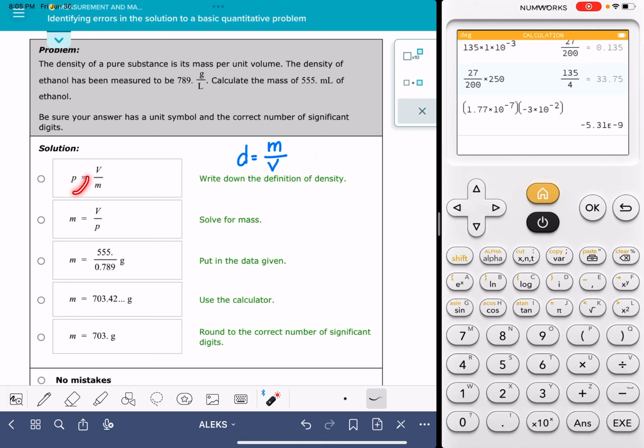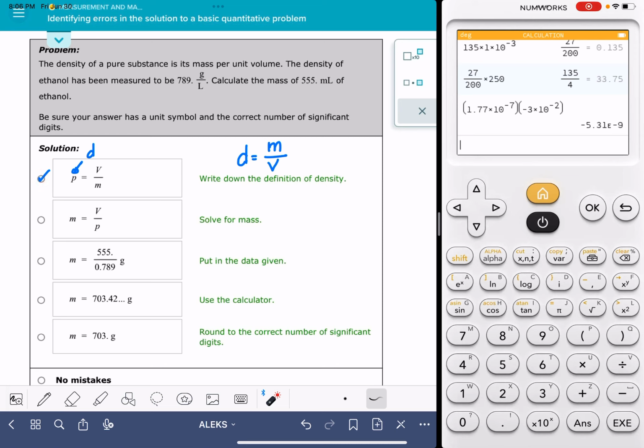So one of the things that's different is that ALEKS is using a different symbol for density. That doesn't make the problem wrong. I use the letter D, ALEKS is using the letter P. That's fine. That's not the error that we're talking about. But notice that the variables are in the wrong order in the proposed solution versus my solution. And that's actually a mistake. So this is where the problem goes wrong. Just right off the bat, the equation for density is incorrect. Again, not because of the symbol, but because the variables are flip-flopped in the wrong direction. So this is it for this problem. This is what's wrong with it.